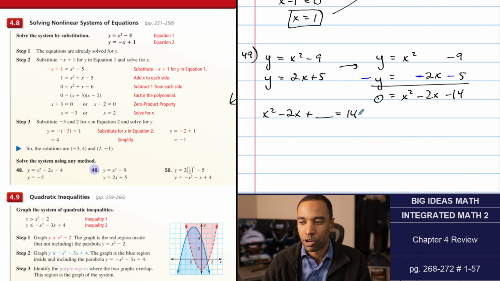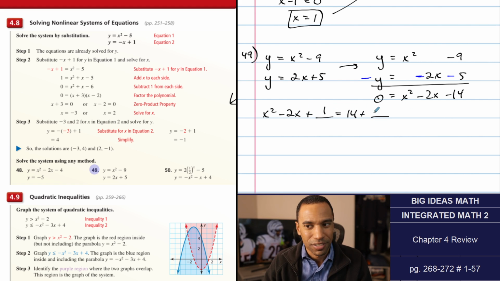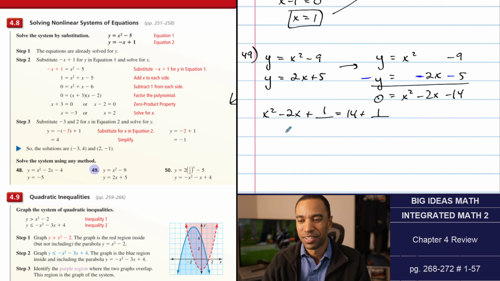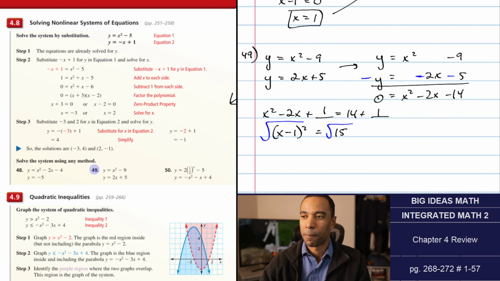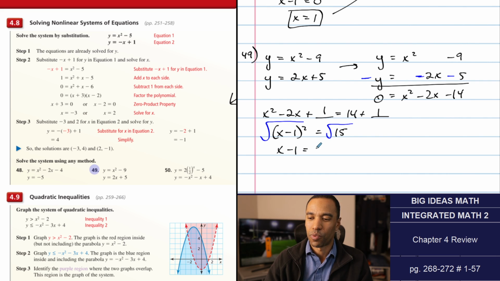I'm going to add the 14 over to do completing the square here. So this will be a 1. Oh my gosh. So this will be a 1 and a 1. This factors to x minus 1 squared. I see this way too often. Equals 15, and solve using square roots. And we get x minus 1 equals plus or minus root 15. So x equals 1 plus or minus root 15.